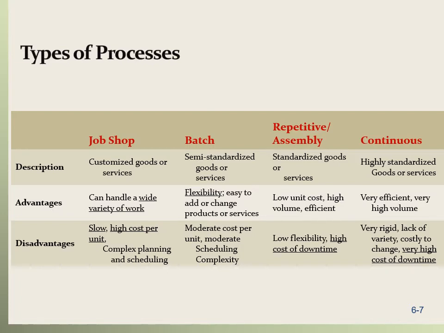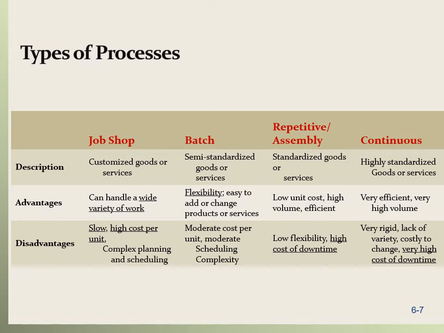Batch shop, on the other hand, is for semi-standardized goods or services. So it's not as highly variety producing as the job shop can, but on the other hand, it's easier to add or change product or services, and it's faster as well. And the disadvantage is that it's moderate cost per unit compared to the job shop, and also moderate scheduling complexity.